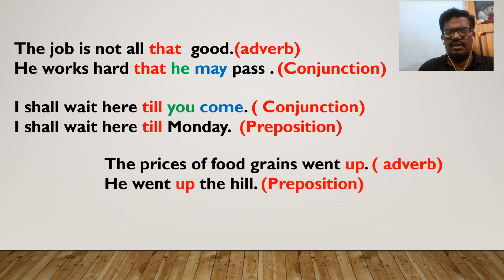In the third set, after the word up, there is no word at all. So here the word up is called an adverb. But in the second sentence, after up, there is a noun phrase, that is the hill. So here the word up is called a preposition.